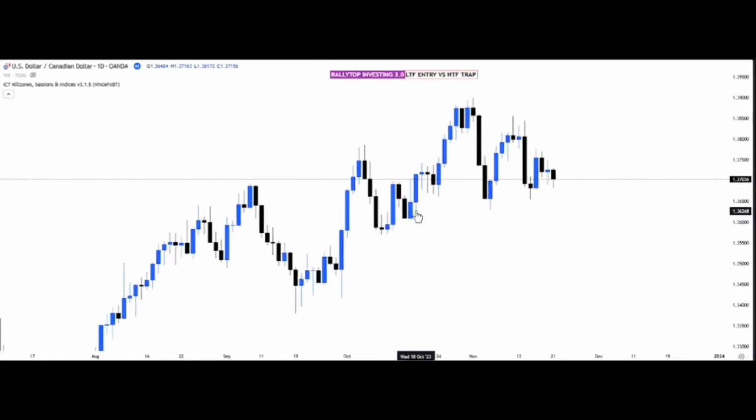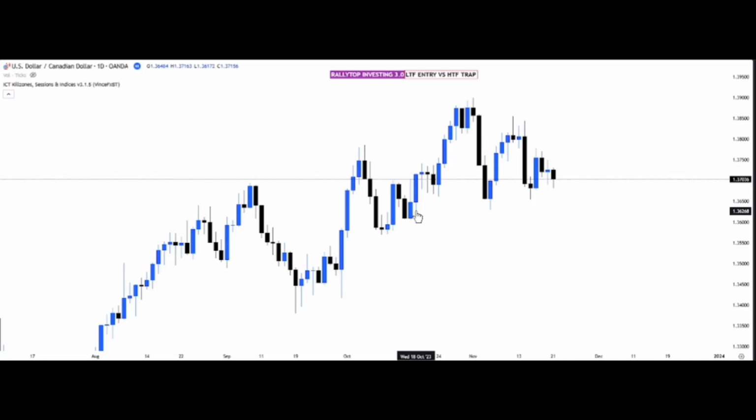Alright guys, welcome back to Rally Top Investing 3.0 SMC Masterclass. Lower time frame entry versus higher time frame trap. Take a look at this chart. This is USD CAD daily time frame.